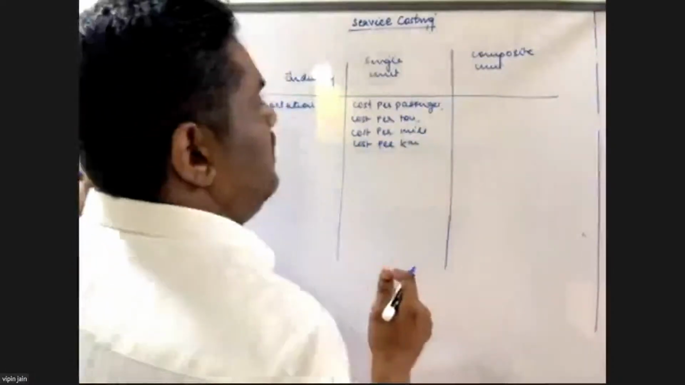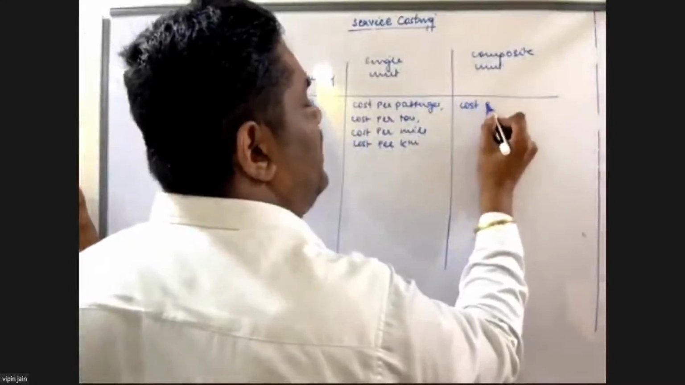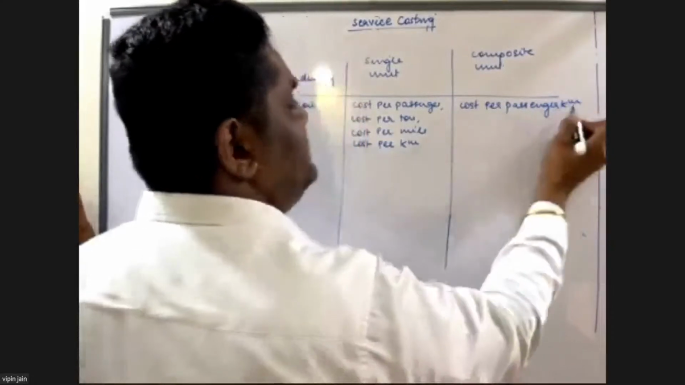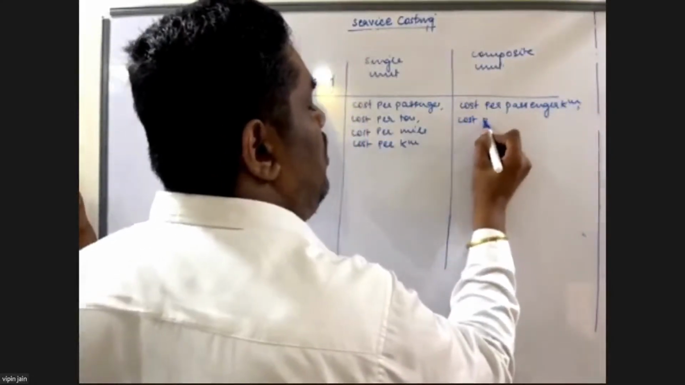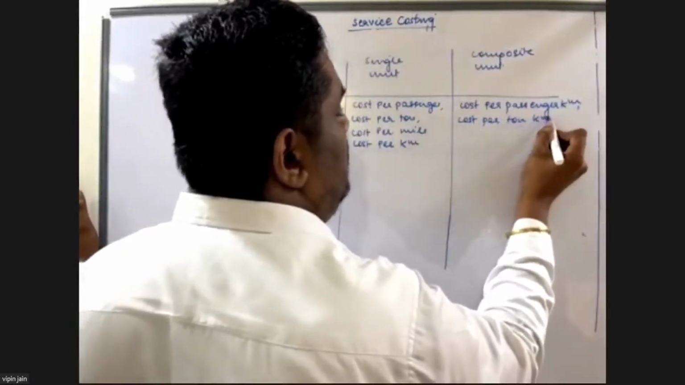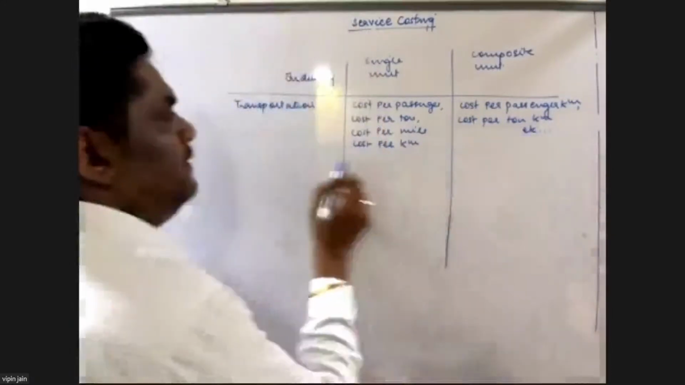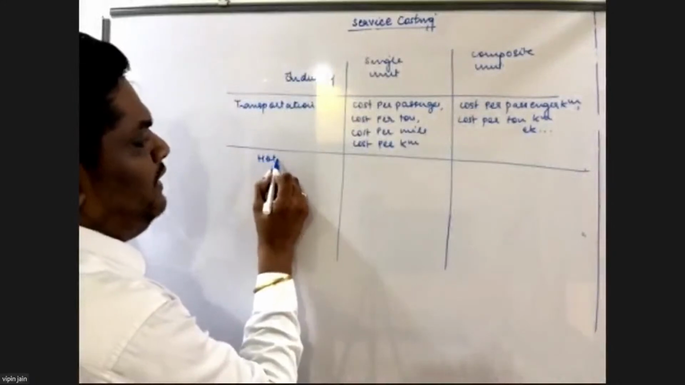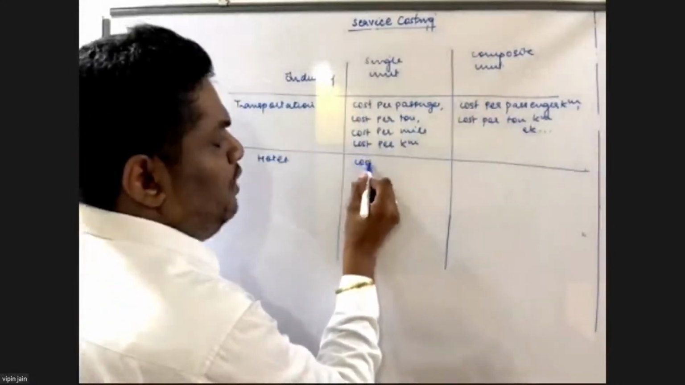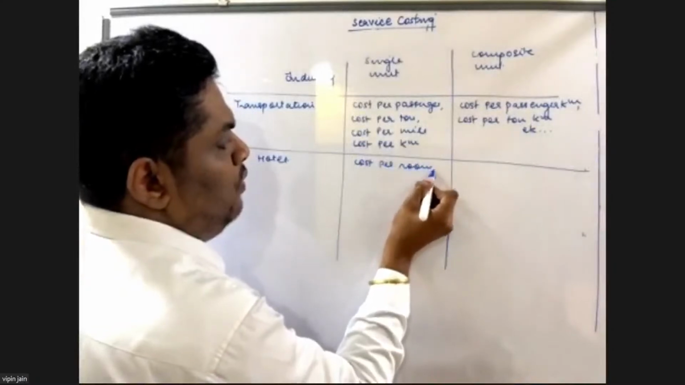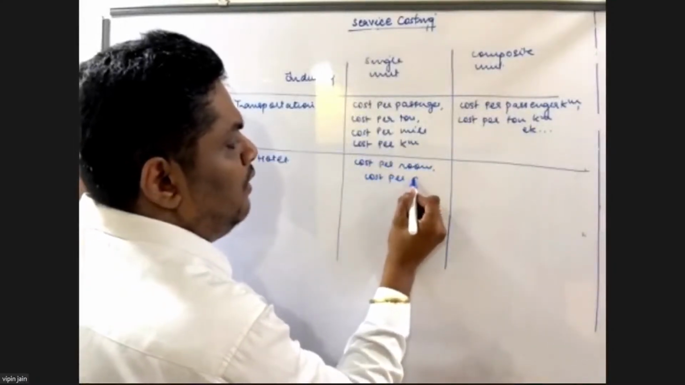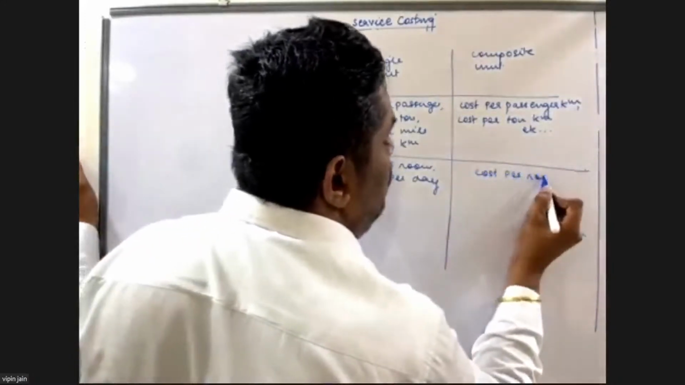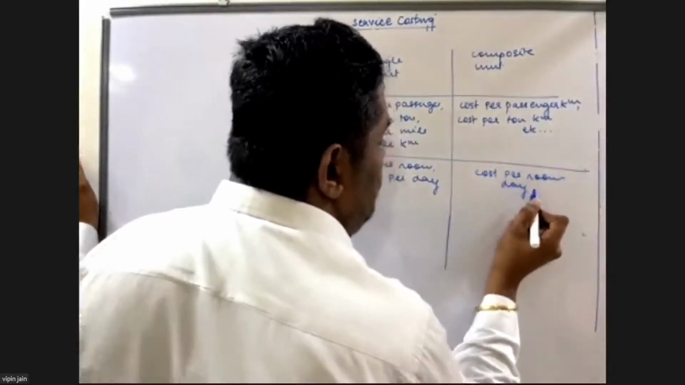When talking about composite unit, it can be cost per passenger kilometer, cost per ton kilometer. When talking about the hotel industry, it can be cost per room, cost per day. And when talking about composite unit, cost per room per day. So we call it cost per room day.